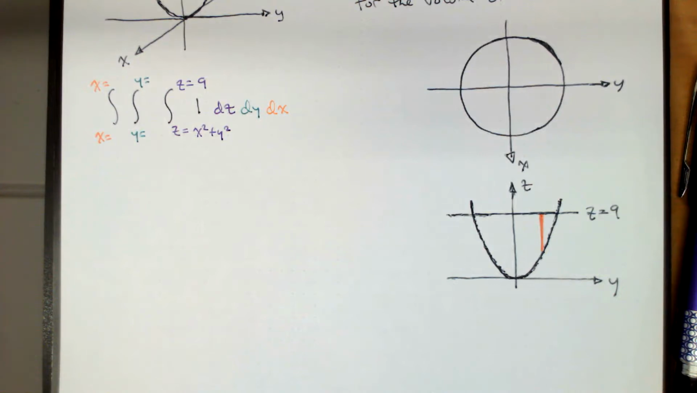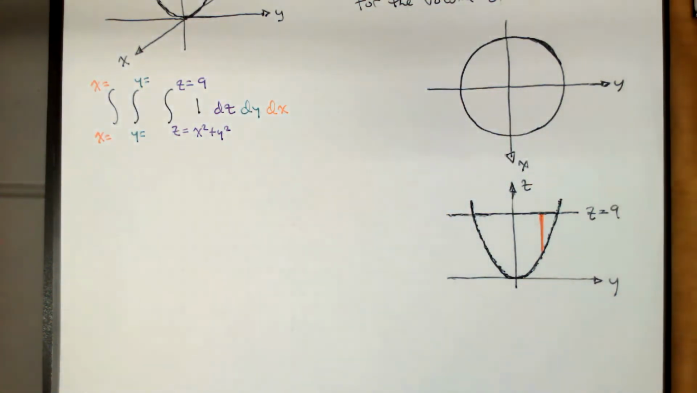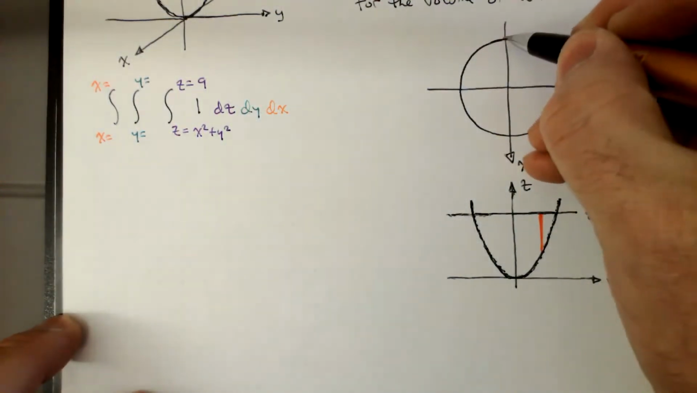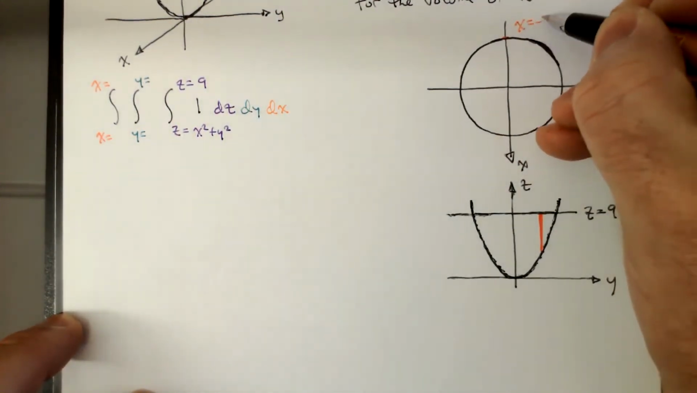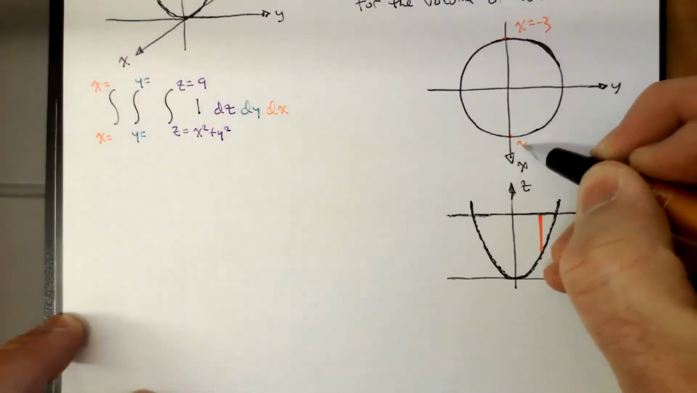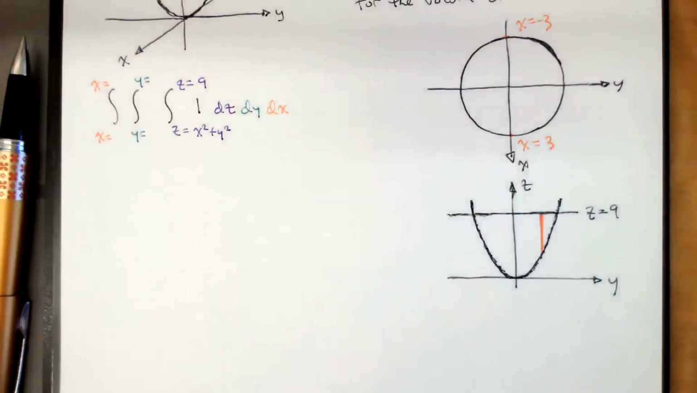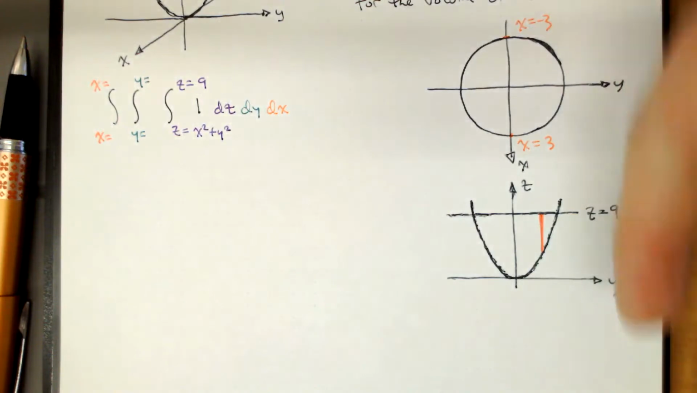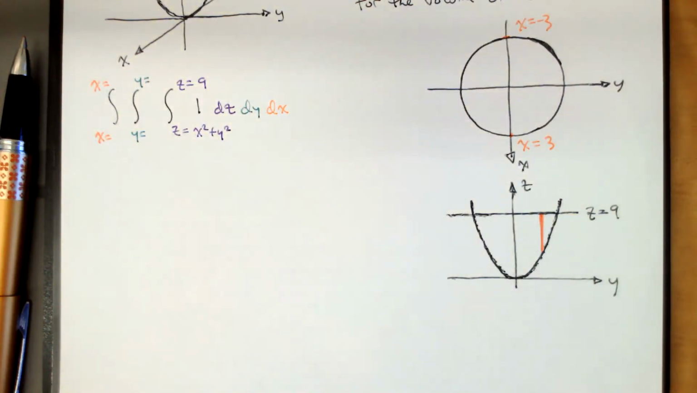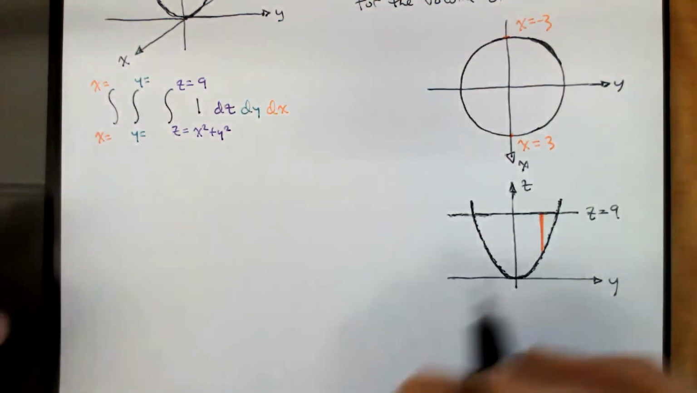The other easy one to get would be the x's, because the last integral, the dx, means the x's have to be constants. And for that, we can take a look at the top view. The top view happens when x squared plus y squared is equal to 9. So my radius is 3. So that means up here, x equals negative 3, and down here, x equals 3. I wanted to turn it as little as possible, so I know the x-axis is pointing downward. So in the x direction, we're going to integrate from negative 3 to 3.